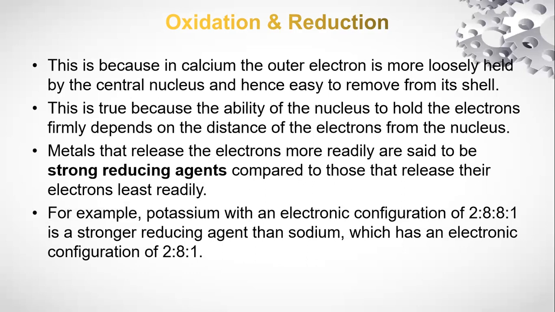Metals that release electrons more rapidly are said to be strong reducing agents compared to those that release electrons least readily. Take an example: potassium, with the electronic configuration of 2,8,8,1, is a stronger reducing agent than sodium, which has an electronic configuration of 2,8,1.